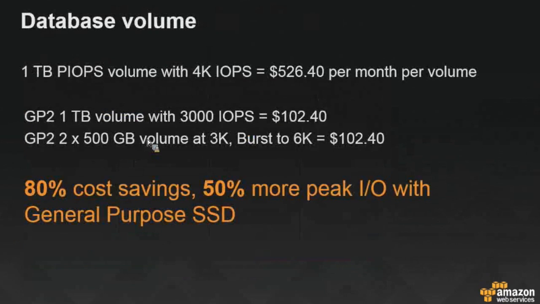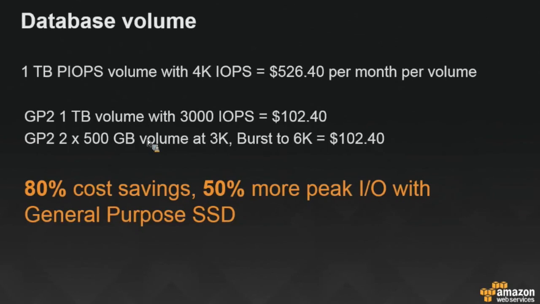Another one which is rather interesting is the impact that GP2 has on database volumes. So previously we didn't have GP2, we only had provisioned IOPS and standard. And so customers would choose provisioned IOPS for all database workloads. However, when we start to take a look at what GP2 can do, a customer is actually able to achieve significantly higher IOPS, all the way bursting up to 6,000 IOPS for a quarter of the price, or actually more than that.